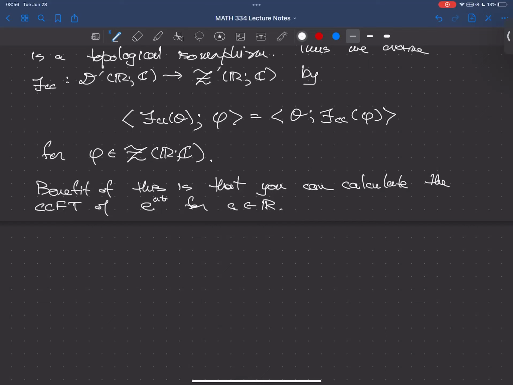And so you can calculate the CCFT of e to the AT, and what you do in doing that is you calculate not so much the CCFT, which is an ultra distribution, but you calculate it as a holomorphic function. So it's a very interesting construction where you work in the complex plane rather than on the real line, and that's not surprising given the definition of ultra distributions as being dual to some set of functions which are essentially holomorphic functions on the complex plane.